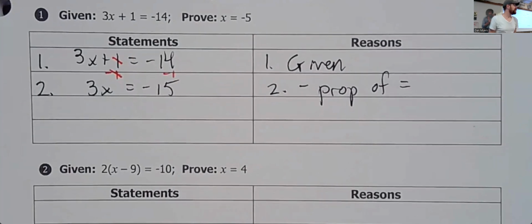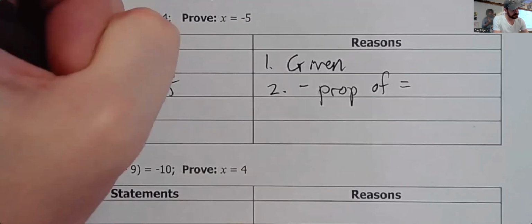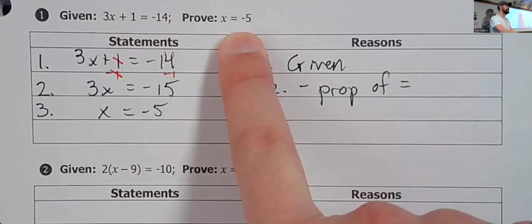Yeah, we're not actually going to use all 4 boxes here. You don't have to use everything that it gives you in the first place, because all we have to do now is divide both sides by 3, and x would equal -5, which is what we were trying to prove in the first place.